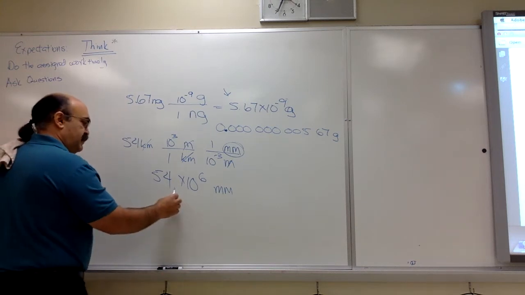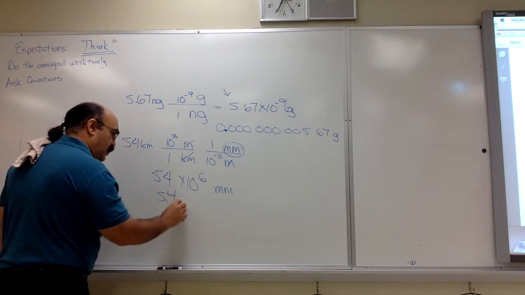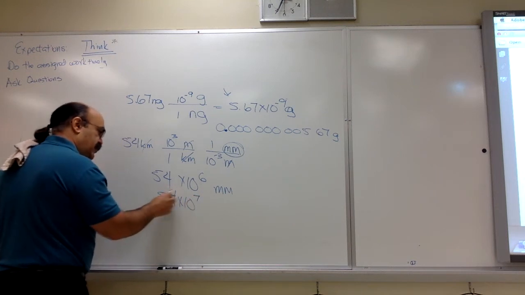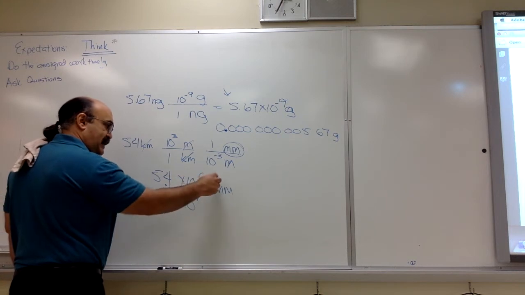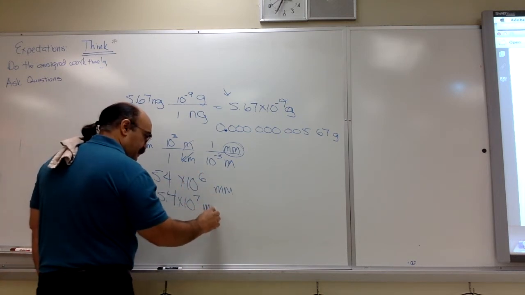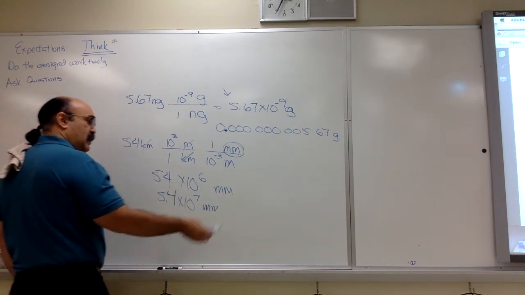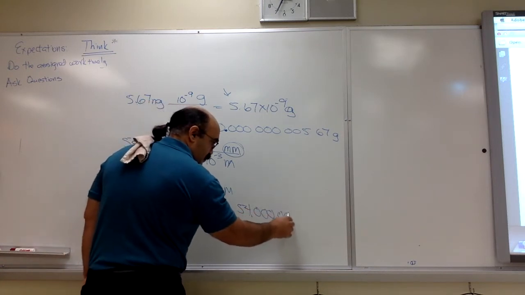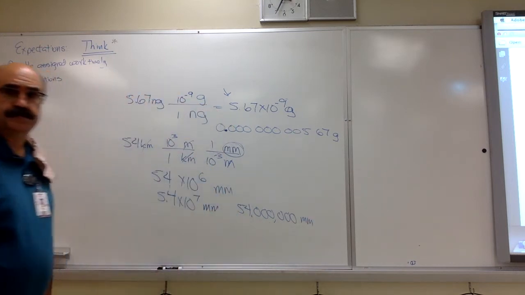If I'm going from here to here in scientific notation, it becomes 5.4 times 10 to the 7. If I go this direction to fit the decimal point in, I had to add 1. Or, if I'm going to write it out, this says add 6 zeros behind this 4, so I get 54 million millimeters.